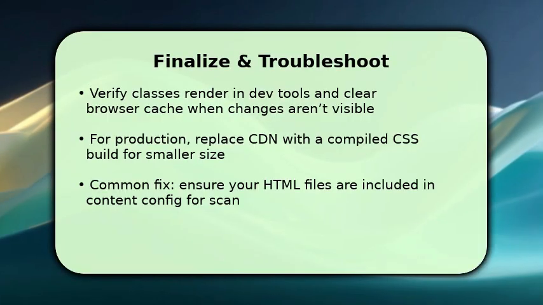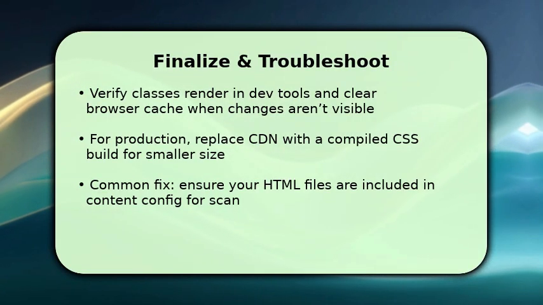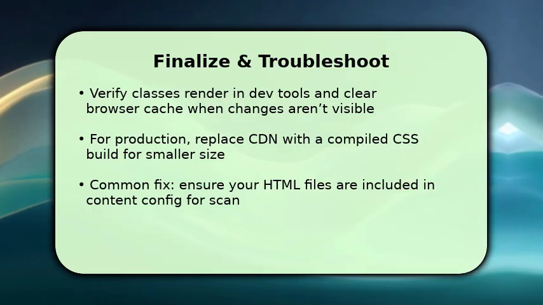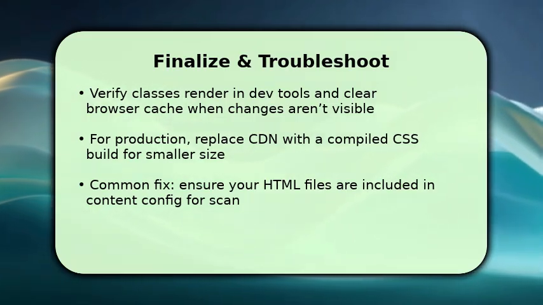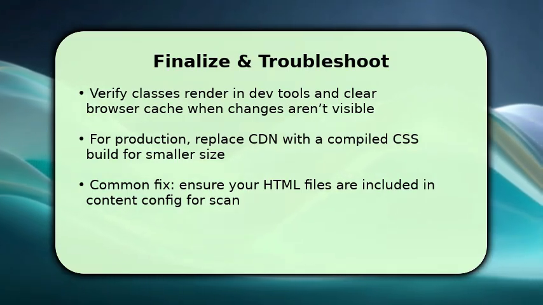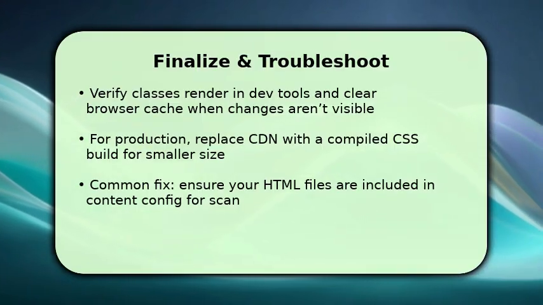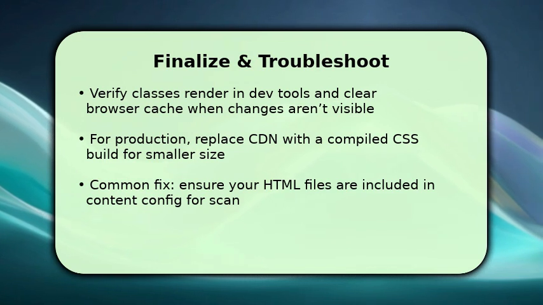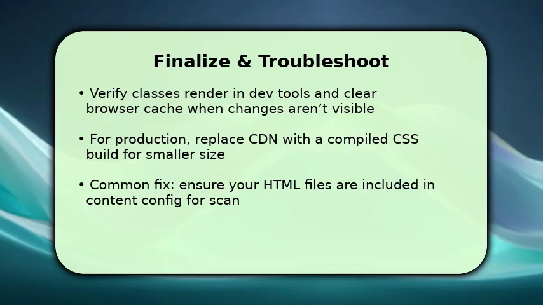When moving to production, swap the CDN prototype for a compiled Tailwind build to purge unused CSS and improve performance. If classes don't appear to apply, first clear the browser cache, confirm the CDN script loads before your HTML content, and ensure your content settings include the files you're editing. That single check usually resolves missing utility issues quickly so your layout behaves as expected.